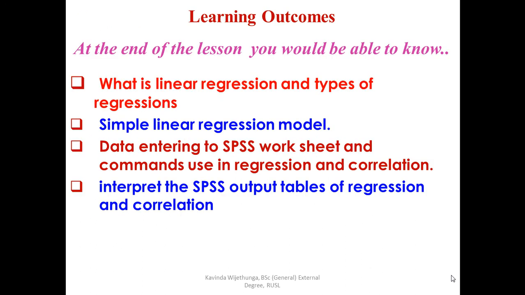Now you have a clear understanding about linear regression and the types of regression. What are the types of regression? Simple linear regression and multiple linear regression. So now we considered the simple linear regression model, how to calculate it manually, and also how we can do this using SPSS, right? Then entering data into the SPSS worksheet and the commands used in regression and correlation. So we discussed how to do these things. Then how to interpret the SPSS table output of regression and correlation. These interpretations are a very important part, so I am explaining again and again.